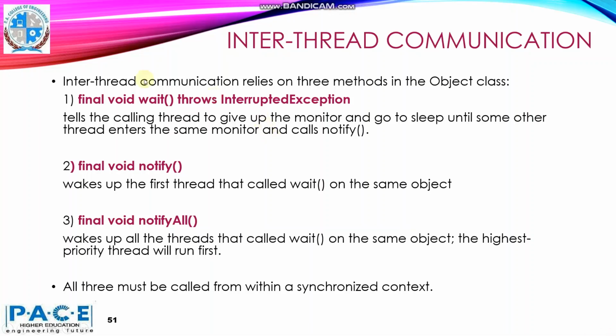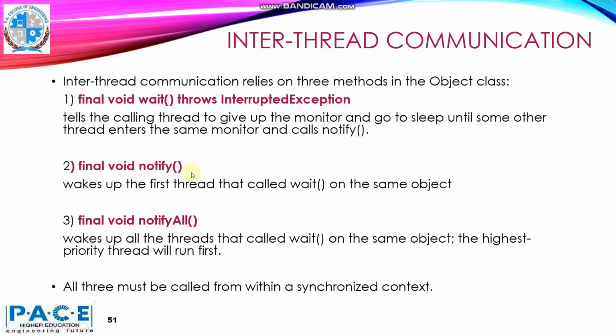First, we will see what the wait method is. The wait method tells the calling thread to give up the monitor. Since the thread is in the synchronized context, it means it has acquired the monitor. And when it calls wait, it gives up the monitor and goes to sleep. It sleeps until some other thread enters the same monitor and calls notify. Then this thread wakes up.